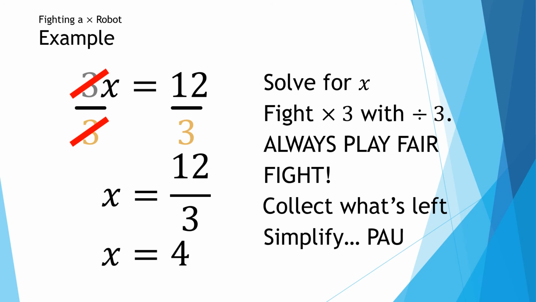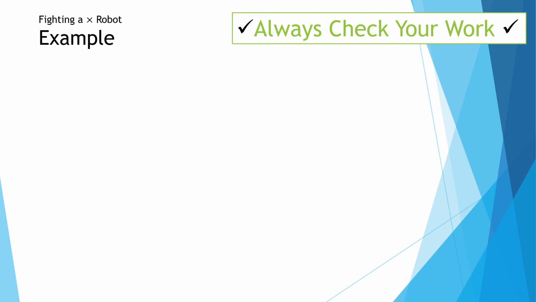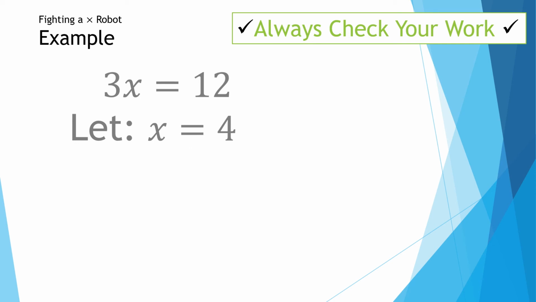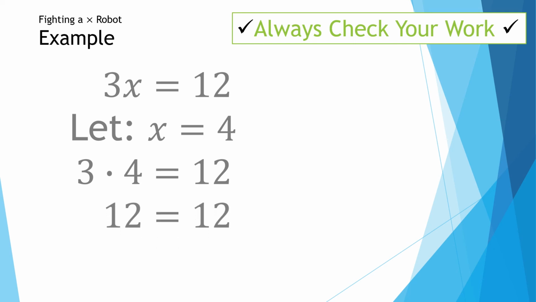That's it. Now, what do we always do? We always check our work. So the original problem is 3x equals 12, and what we think is x equals 4. So let's plug in 4. 3 times 4 is 3, 6, 9, 12. It's 12. So does 12 equal 12? Yeah. All pow.